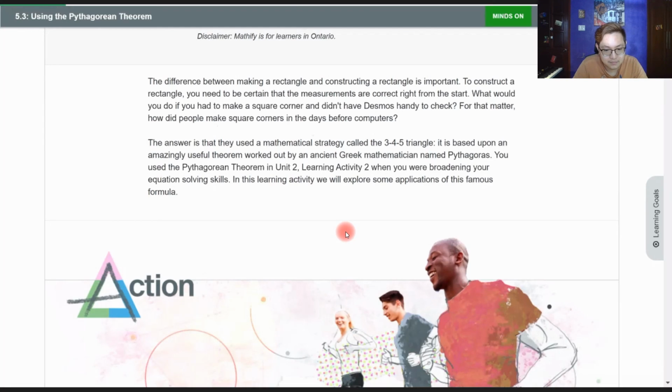The answer is that they used a mathematical strategy called the 3-4-5 triangle. It is based upon an amazingly useful theorem worked out by an ancient Greek mathematician called Pythagoras. You used the Pythagorean theorem in Unit 2. With your equation-solving skills, in this learning activity we will explore some applications of this famous formula.